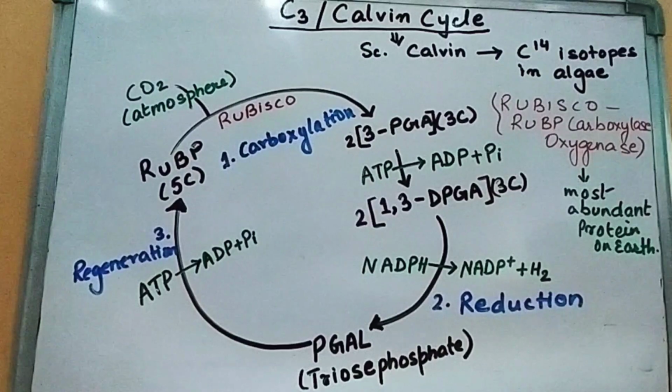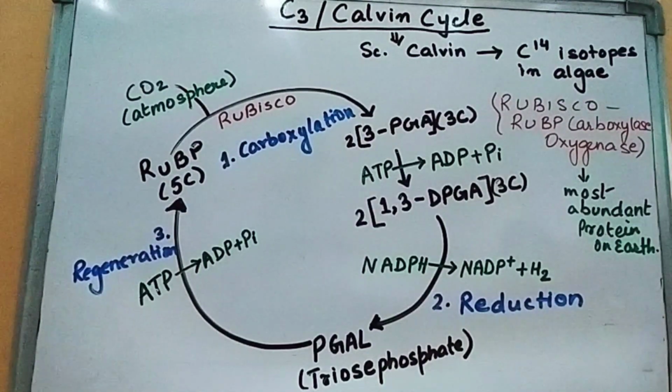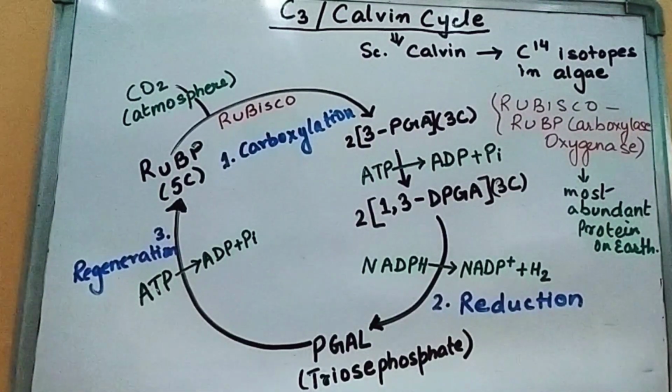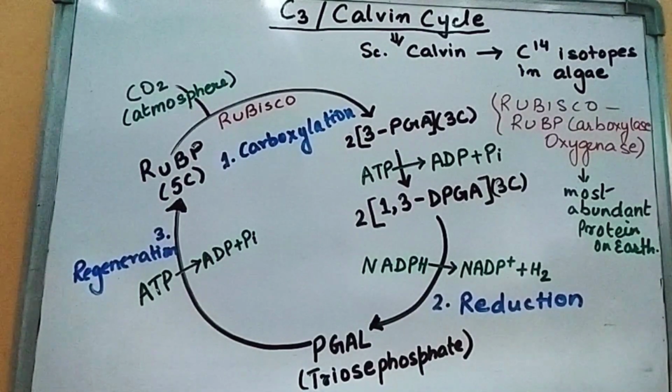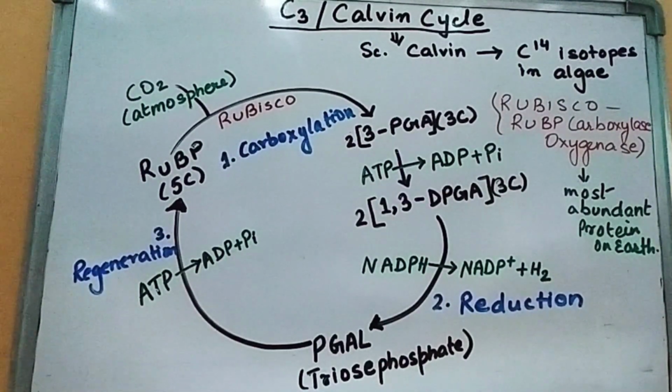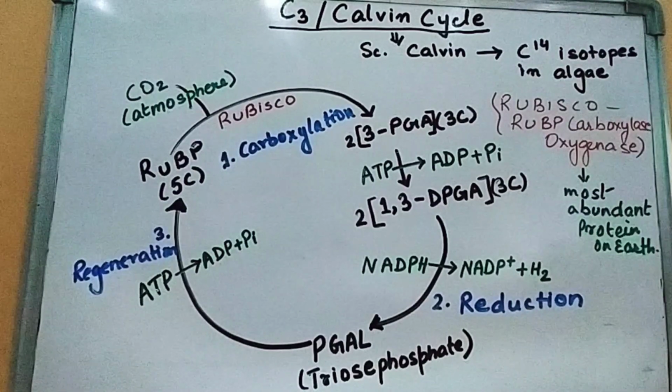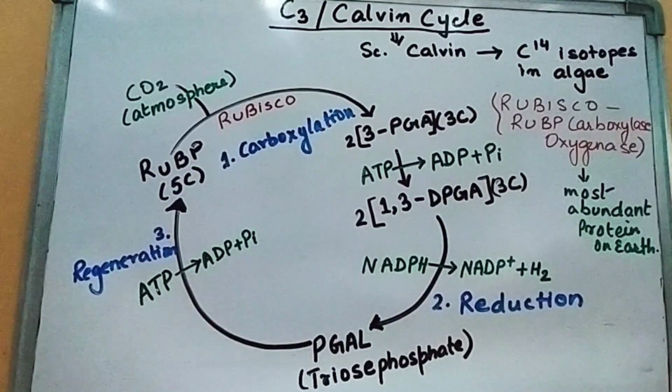Today I've come with the C3 cycle, or Calvin cycle, or biosynthetic phase of photosynthesis. Now, previous videos dealt with the light phase of photosynthesis, covering the light reaction, electron transport chain, and the process of production of ATP and NADPH. Remaining now is the use of those products in the C3 cycle, that is the cycle which ultimately produces glucose.